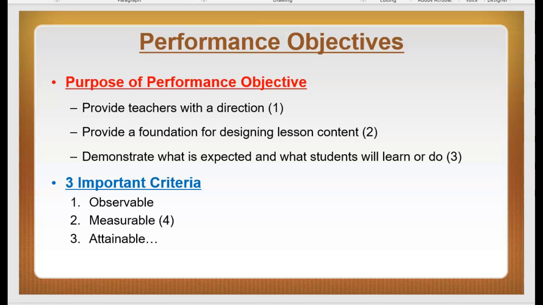So what is a performance objective? The purpose of a performance objective is to first provide teachers with some kind of direction for the lesson. A performance objective provides a specific purpose for the lesson or activity, as well as it gives you an idea of what you want to assess at the end of the lesson. Next, you want to provide a foundation for designing your lesson concept. This really serves as a guide for you as the teacher to design your lesson, develop your scope and sequence of activities. That's basically what you're going to teach, to the extent, the order of things you will teach.